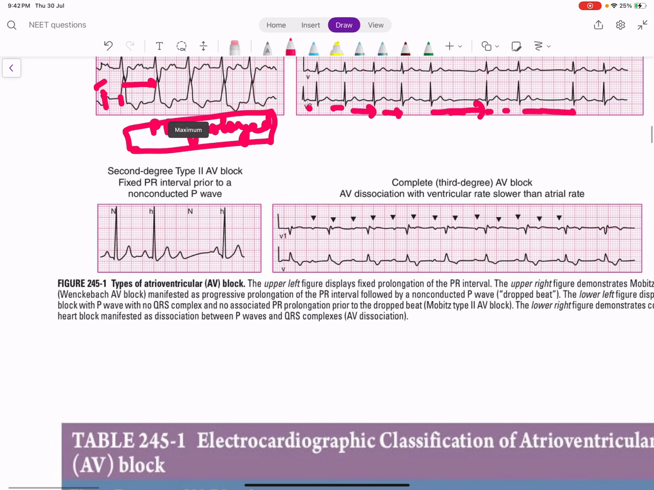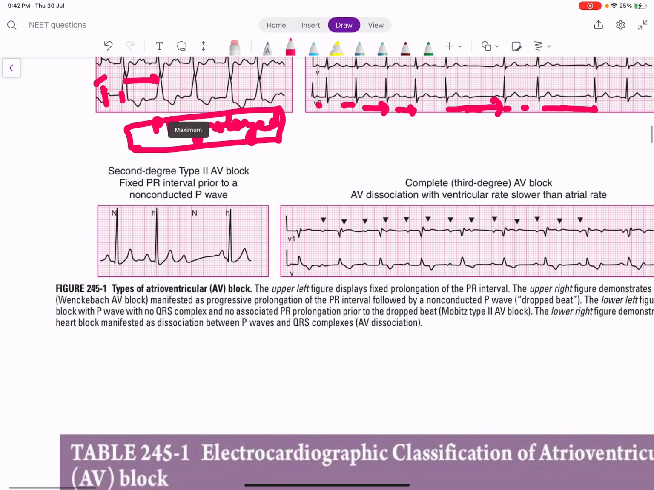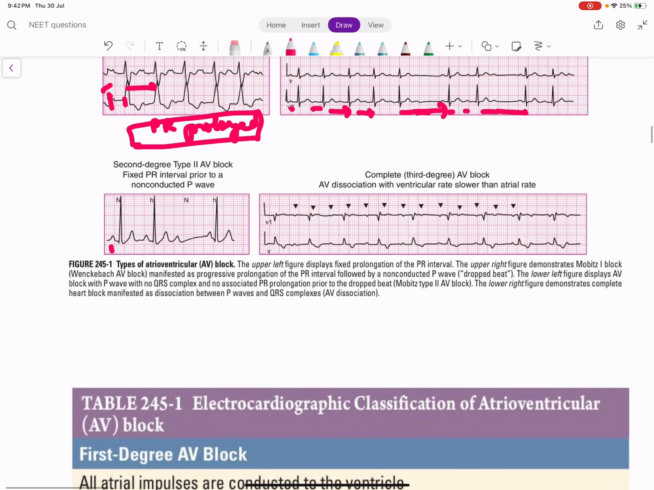Mobitz type 2, there is a drop in beat, but there is no progressive prolongation. See here, P wave is there, QRS is there, T is there. There is no progressive prolongation of PR interval. In fact, PR interval is normal. But see, there is a P wave, which means the SA node has stimulated, the atria has been stimulated. But there is no QRS, which means the stimulation from the atria does not reach the ventricle, which means the AV node has blocked that conduction. So this is Mobitz type 2 second degree AV block.